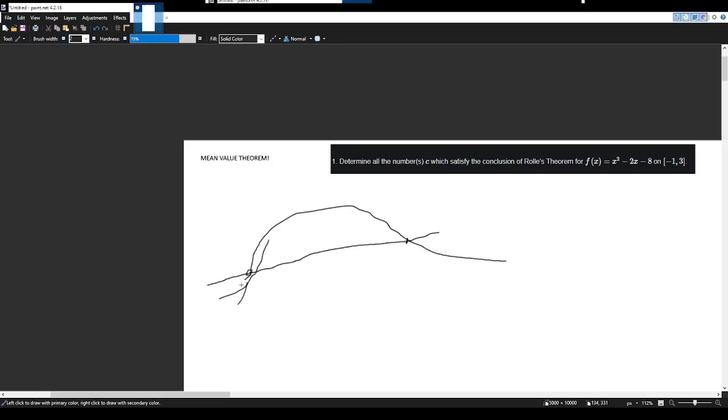So if say this is A and this is B, and there's some point C about there where the slope of the tangent is parallel. These two lines are parallel. So that's what the mean value theorem says.